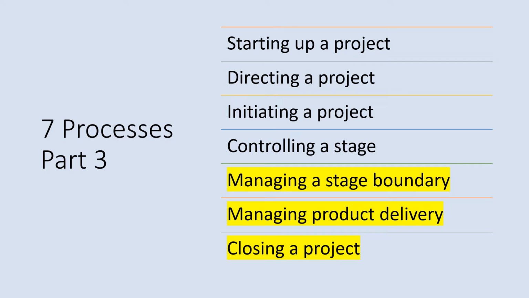Welcome to part 3 of the 7 processes. Here we'll tackle managing a stage boundary, which follows on from the previous video of controlling a stage, and then managing product delivery, and then closing a project.